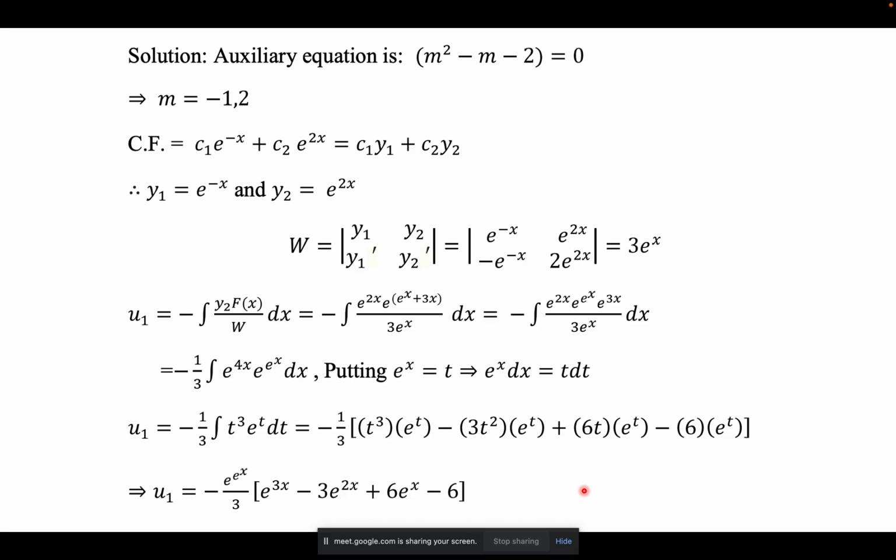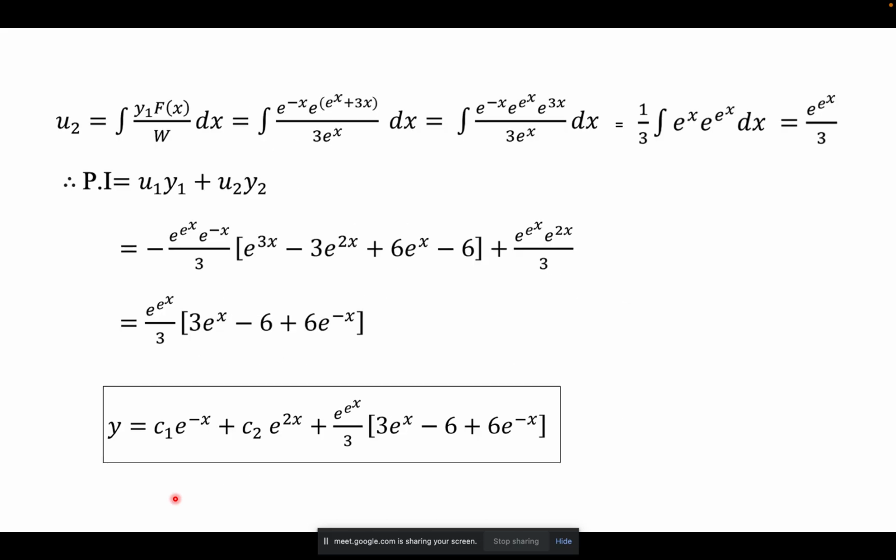So from here you can easily write the value of u1. And now, similarly, you can write the value of u2. So u2 comes with the plus sign, as I stated before. So u2 is y1 times f(x) upon W times dx, right? The value of y1 you already know, that is e power minus x.